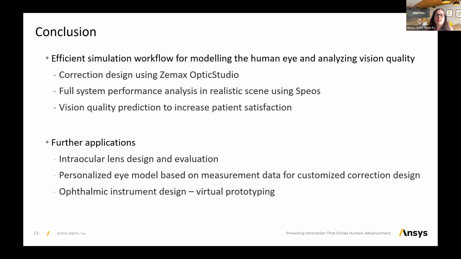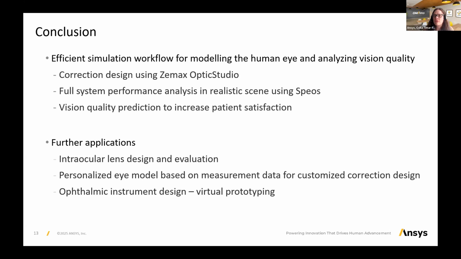What this means is that lens manufacturers can analyze conditions and predict the vision quality in a much broader range of scenarios than it could have been done without simulations, which can lead to improving the design conditions and achieving much better correction designs, which leads to increased patient satisfaction.